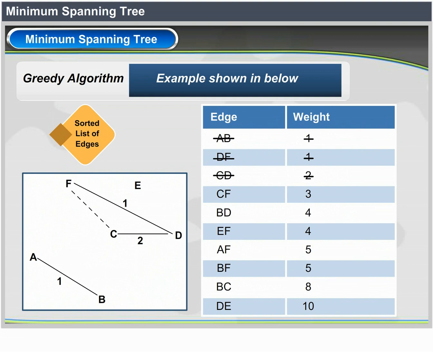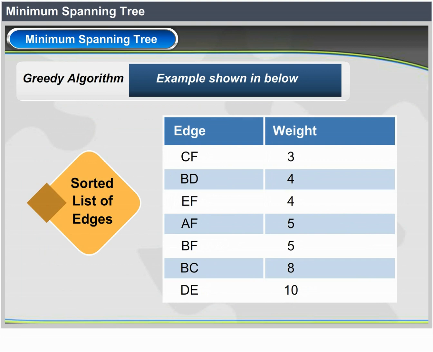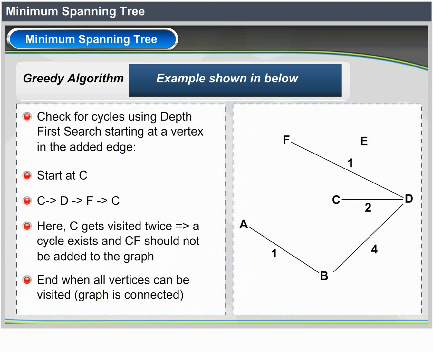Now the sorted list of edges is shown in this table. Check for cycles using depth first search starting at a vertex in the added edge. Start at C, then C visits D, D visits F, and F again visits C. So here, the vertex C gets visited twice. A cycle exists, so the edge CF should not be added to the graph.